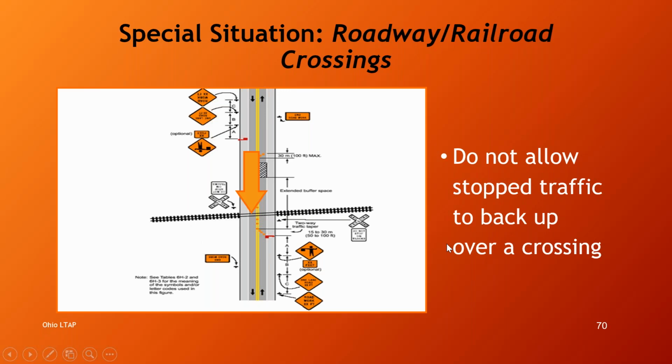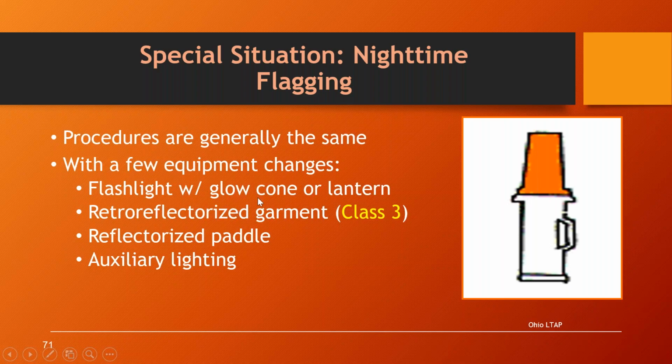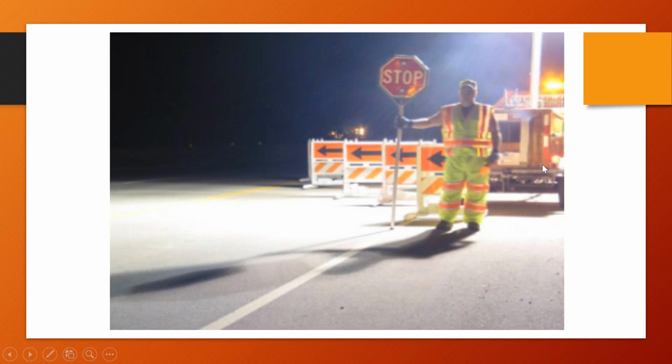And then the other thing is, at nighttime, you must have your flashlight with a glow cone or lantern, class 3 garments, and your reflectorized stop/slow paddle and auxiliary lighting. So here's an example of the light shining.